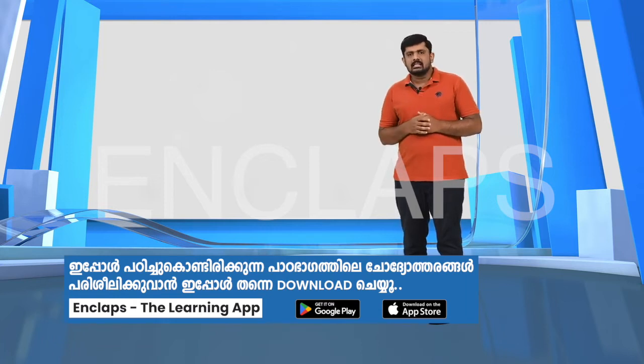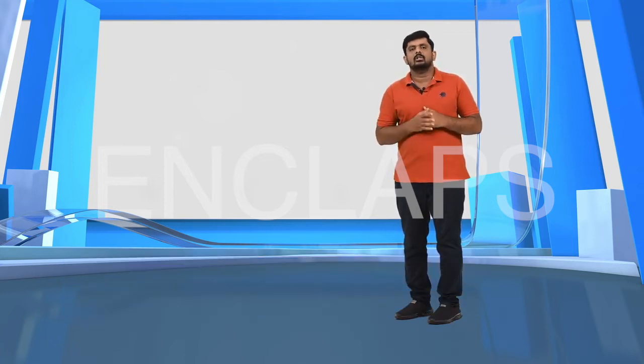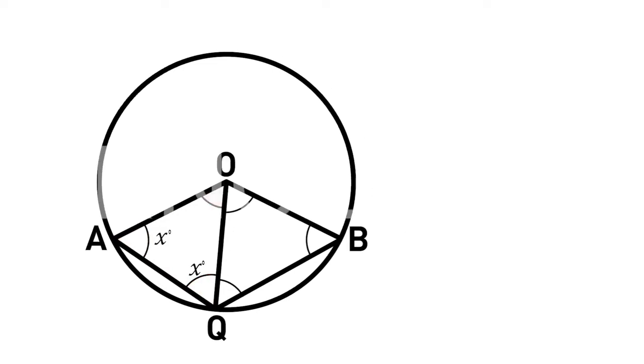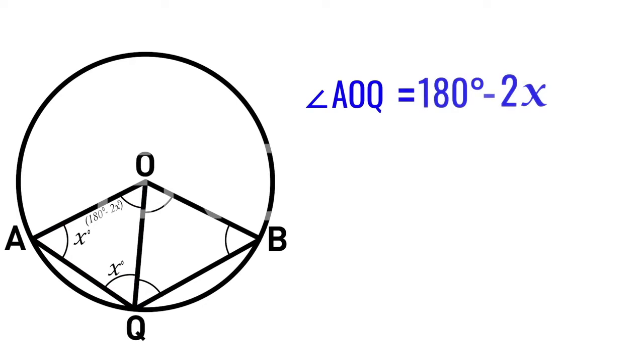Now let us consider the angles that are below the chord. In the figure, consider the point Q. Now we are going to analyze the importance of the angle AQB. AO and QO are radii of the circle. So AOQ triangle will be an isosceles triangle. If angle OAQ is x degree, then angle AQO will also be x degree. Then angle AOQ will be 180 minus 2x.